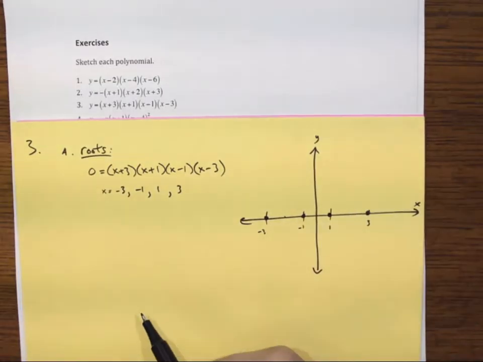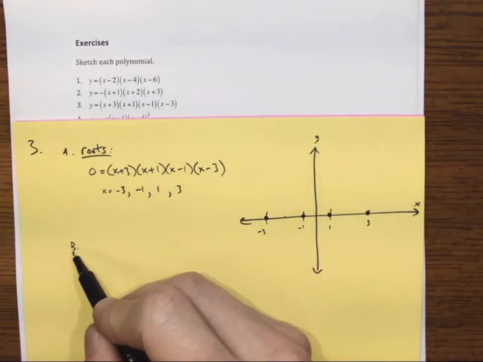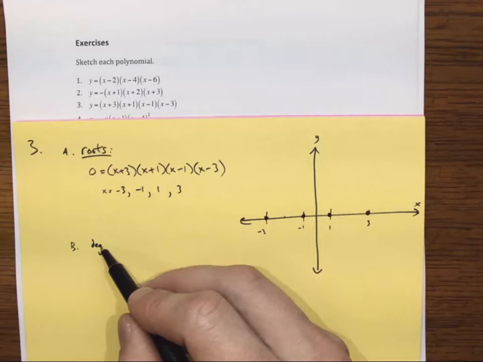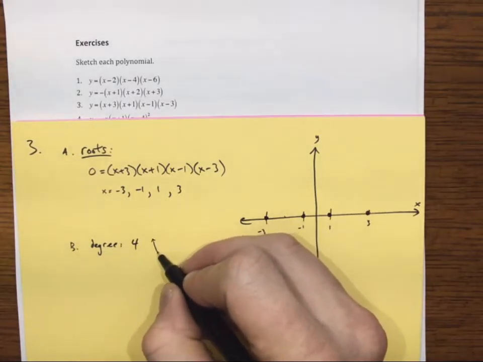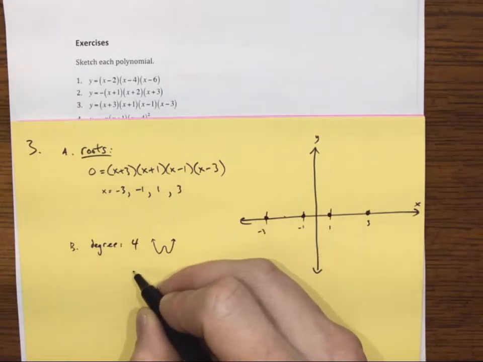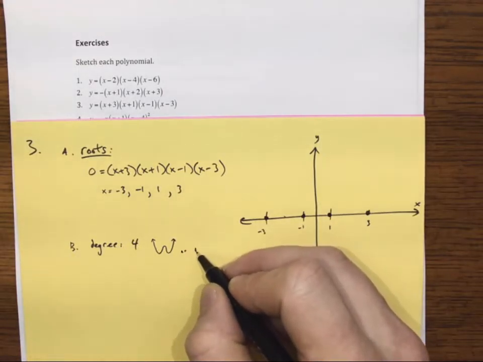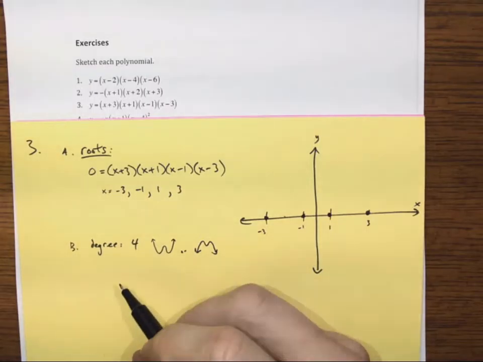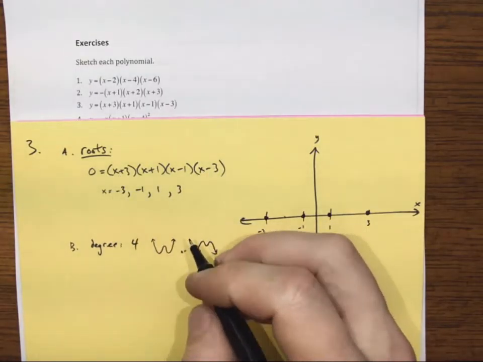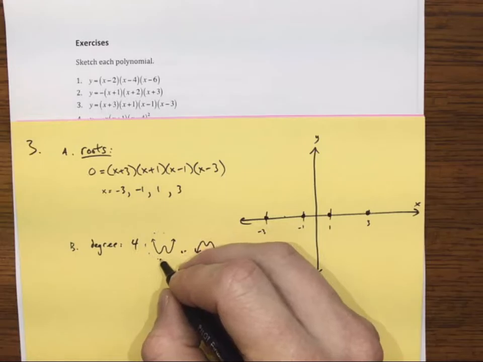All right. So next I need to know my degree is 4. So that means I expect a graph that looks kind of like a W or an upside down W, depending on the leading coefficient. And the leading coefficient in this case is positive, so that means I'm going to be looking at this guy here.